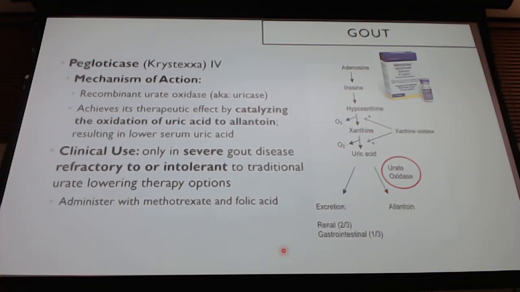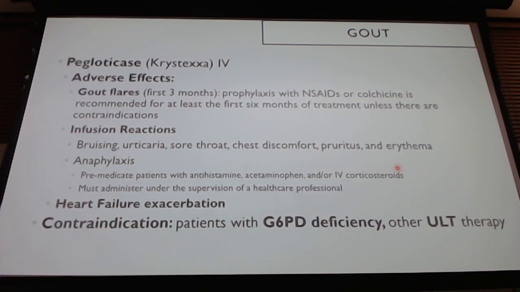Pegloticase or Krystexxa, this is an IV medication. It is an expensive medication. When you're looking at this, just understand that now I am targeting my urate oxidase. Okay, so I'm trying to decrease or lower again that uric acid level that I have for my patient. Severe or refractory patients, this is very last line medication that we're using. As you see, it is more invasive for our patients.